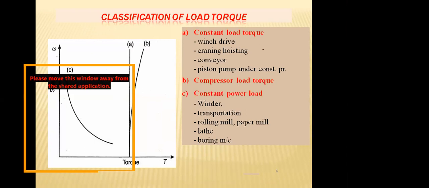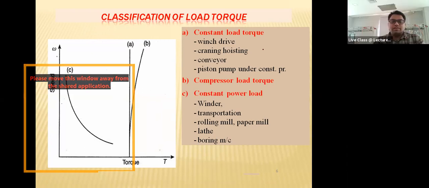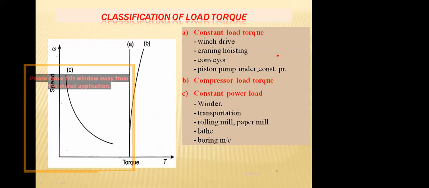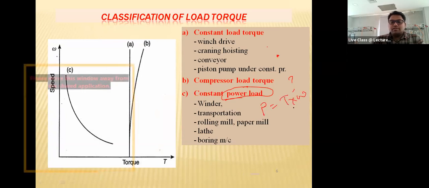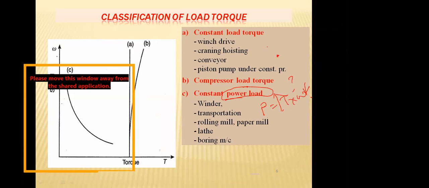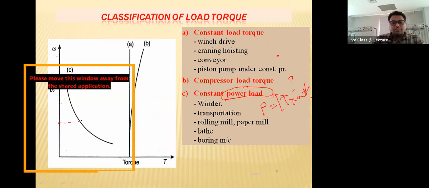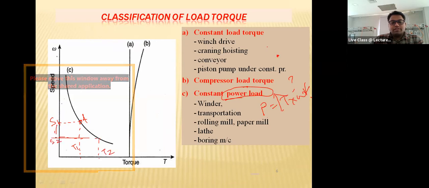And constant power load is graph C. How do you say that it is a constant power load? Power is equal to torque into omega, right? So if the power has to be constant, then if the torque increases, the speed should decrease, and vice versa. In the graph, if this is the operating point A, then this is T1 and this is the speed S1. If you go for higher torque, then the speed automatically decreases.